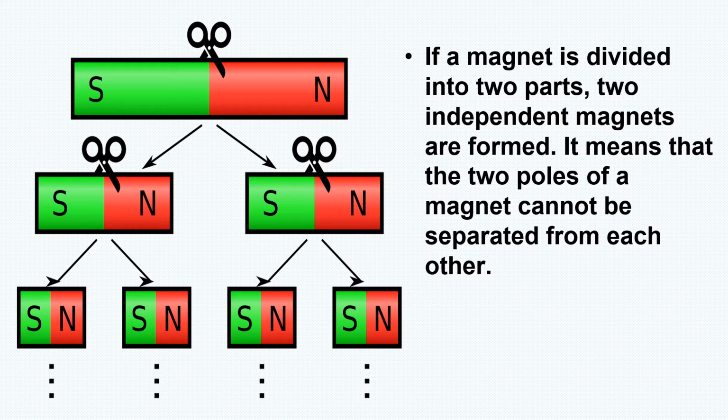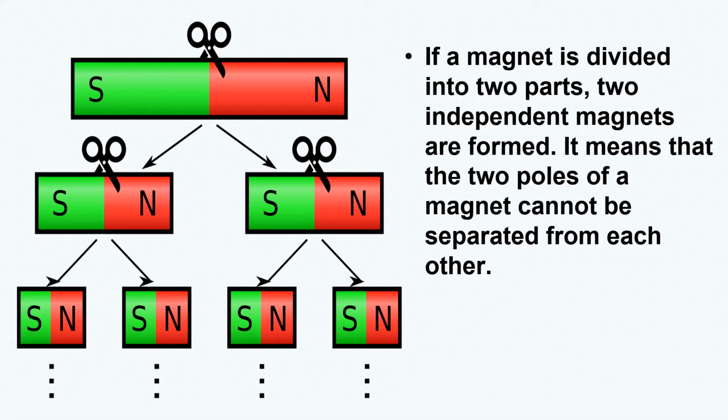The next important property is what happens if a magnet is divided into two parts. If I have a magnet and I cut it from the center, what will happen? Two independent magnets are formed. When we cut it in the middle, two separate magnets are formed. It means that the two poles of a magnet cannot be separated from each other. Even if we cut it in the middle, the poles do not separate. The green portion becomes one separate magnet and the red portion becomes another separate magnet.